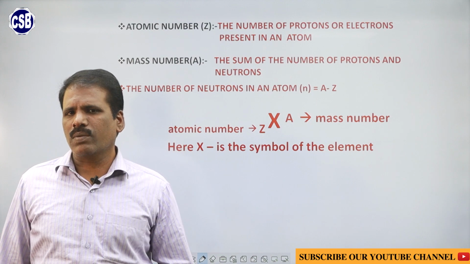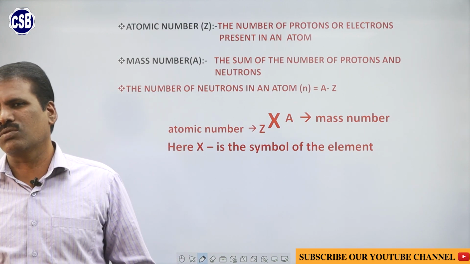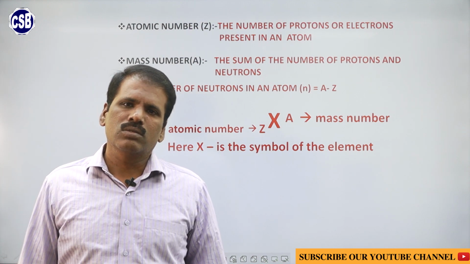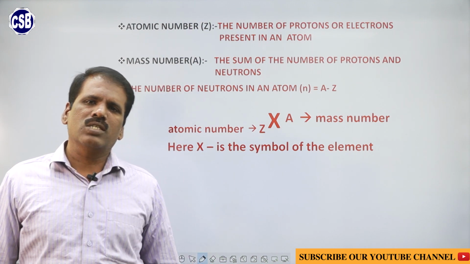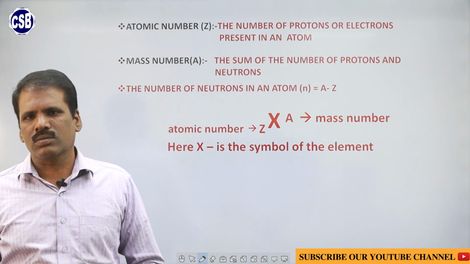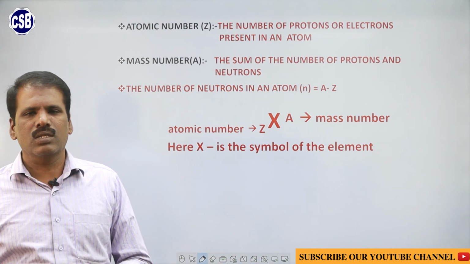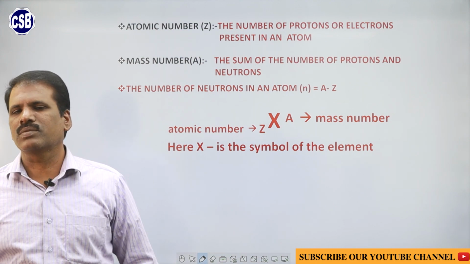So what is atomic number? The number of protons or electrons present in an atom is known as atomic number. So here the number of protons and electrons should be same in an atom, then only it will be neutral. If any one of these species is more than the other, then the atom becomes a charged particle, that is ion.